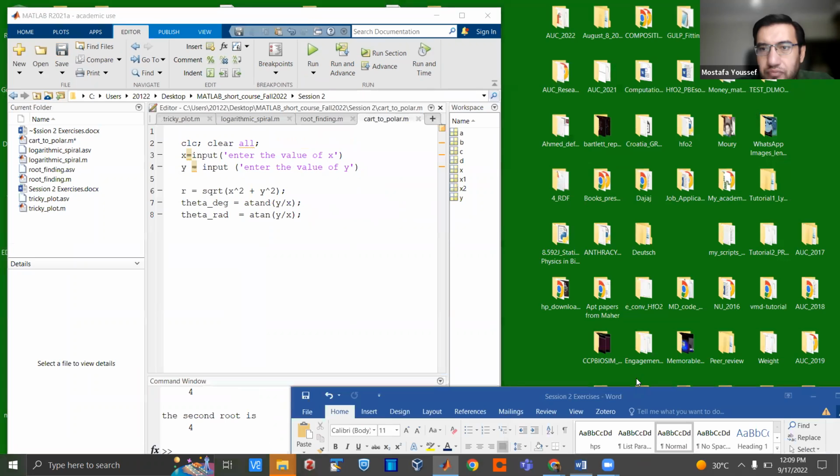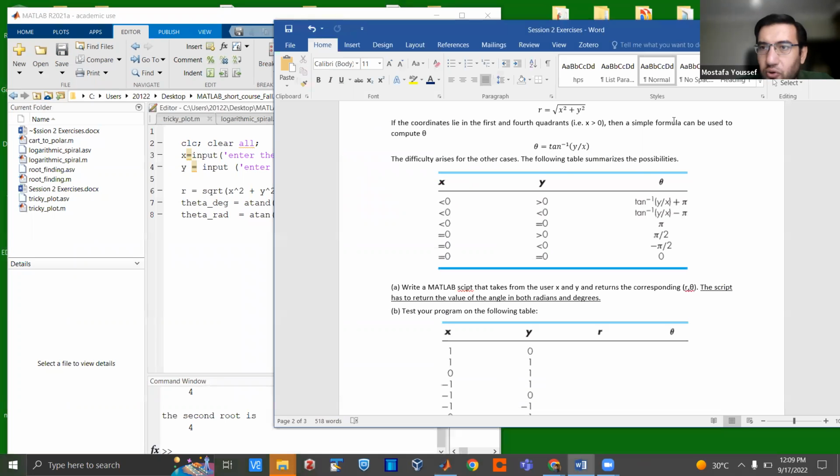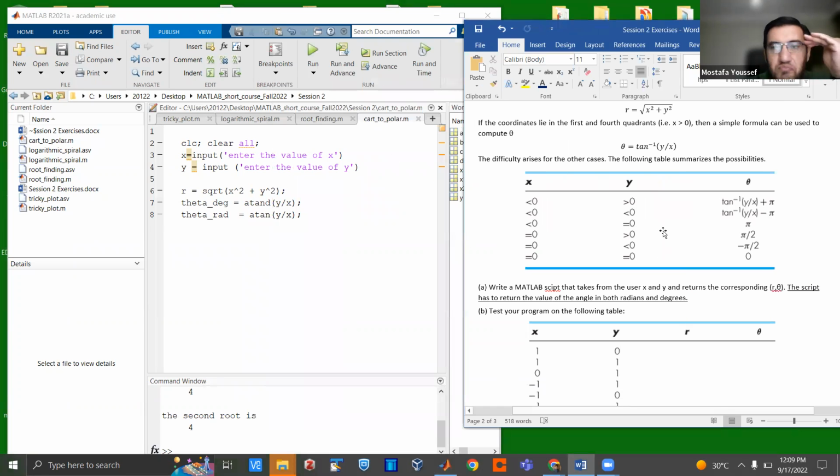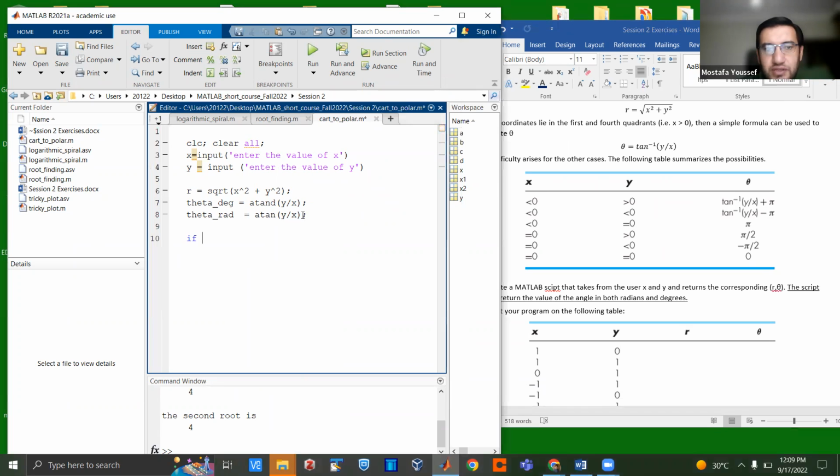Then the truth table, if you can call it this way. In fact, as we said, it doesn't include all the cases. These are the annoying cases, if I can call them this way. But otherwise, for all the remaining possibilities, theta is simply the tan^-1 of y over x. So let's do this quickly here.